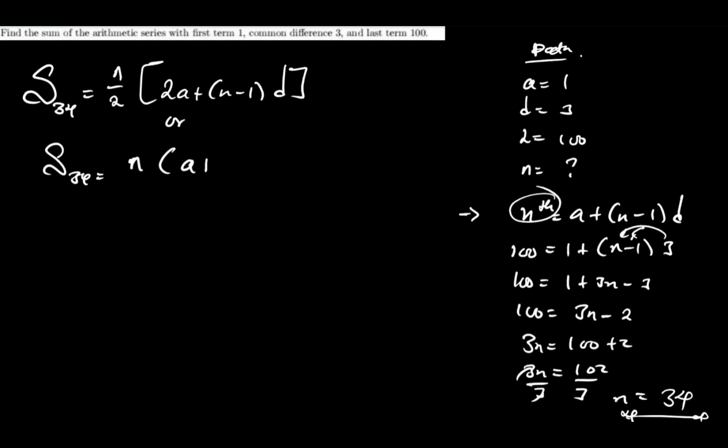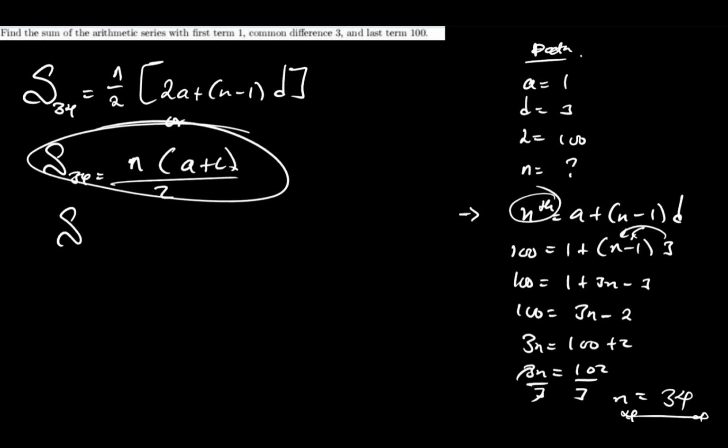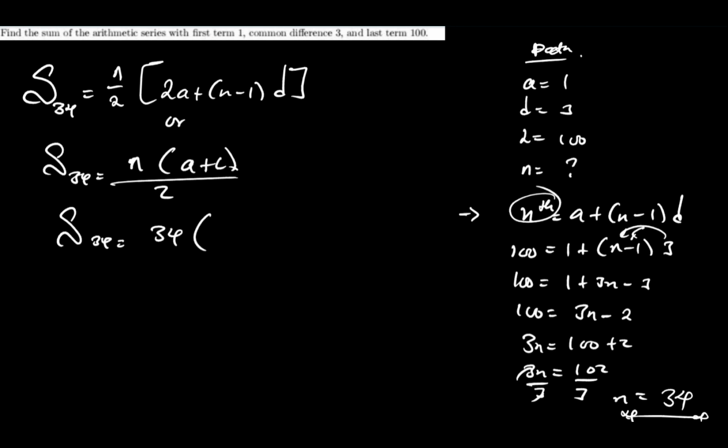n times a plus l over 2, where l is the last term. So we use this one because it's much easier. So the sum of the first 34 terms: n is 34 times a, which is the first term 1, and the last term, which is 100, divided by 2.